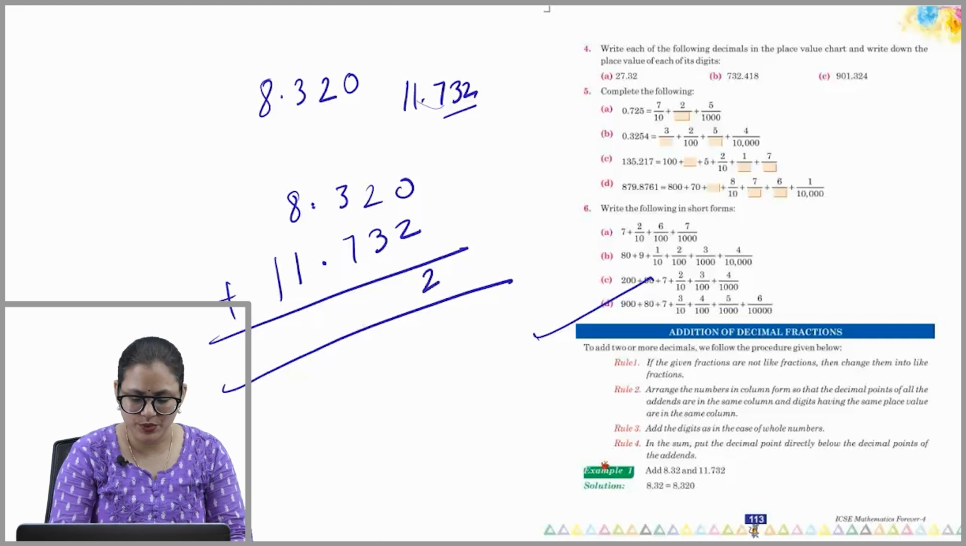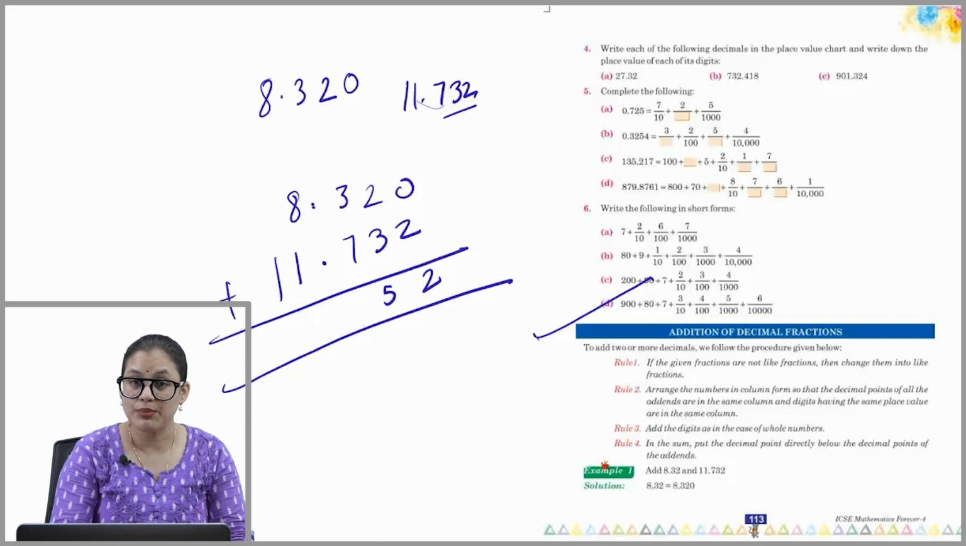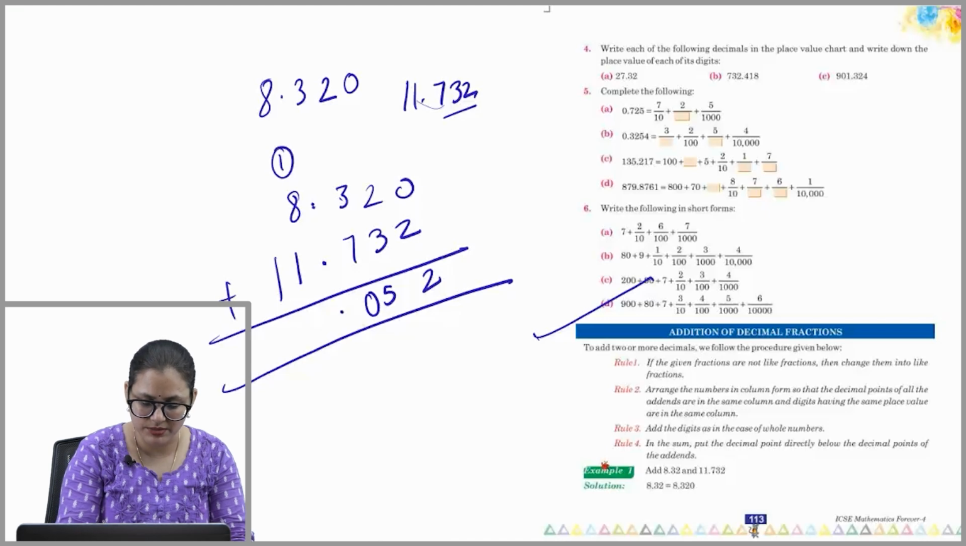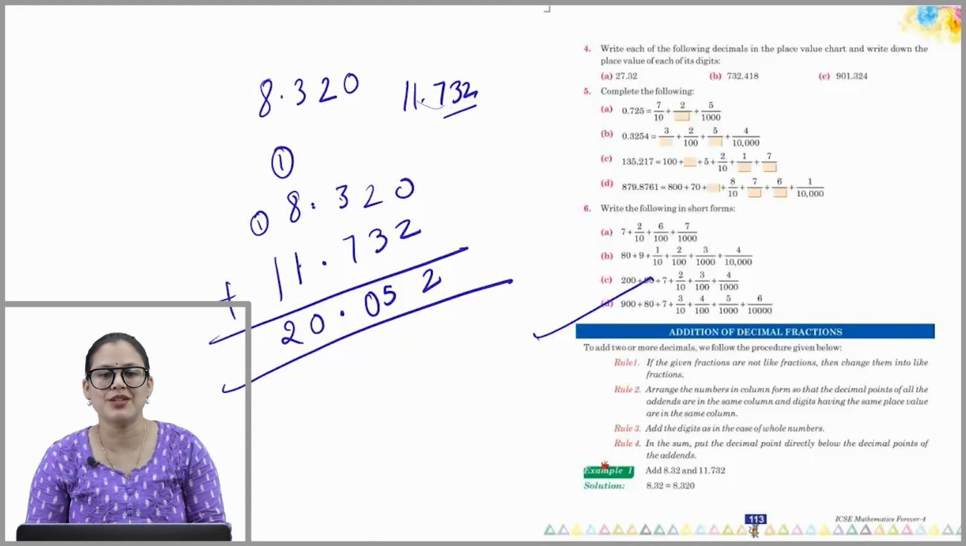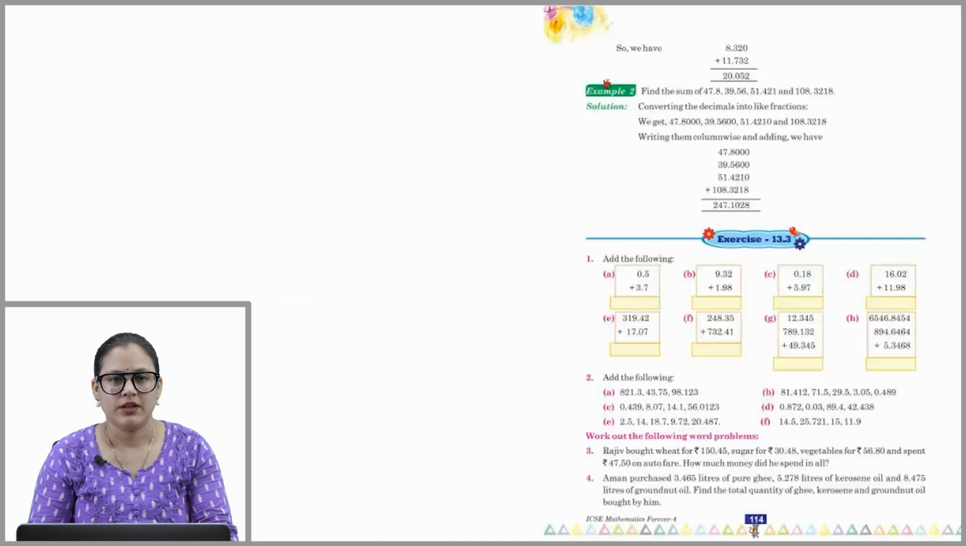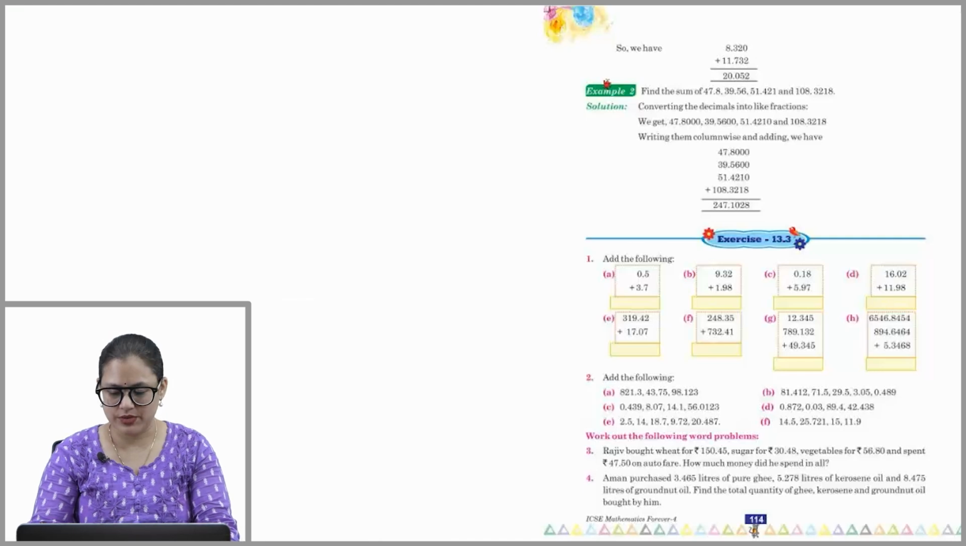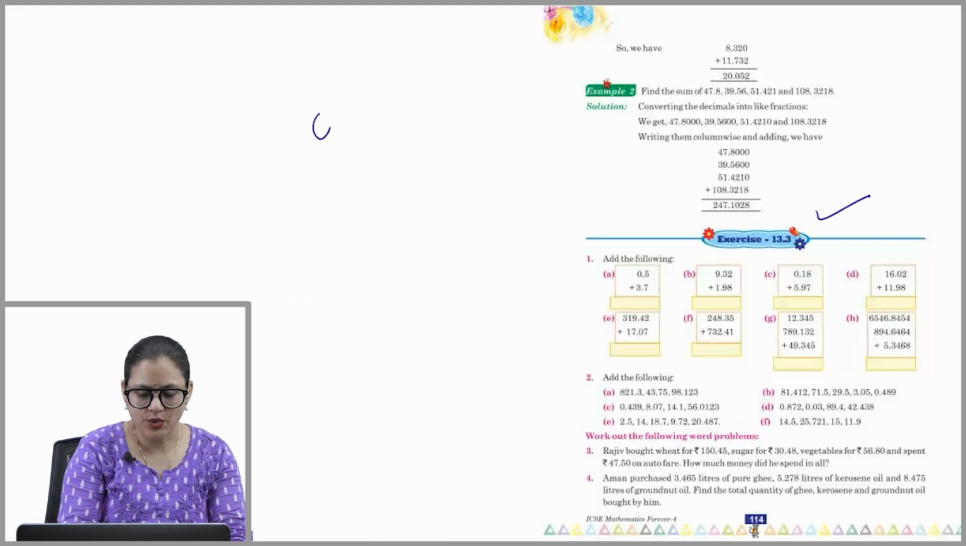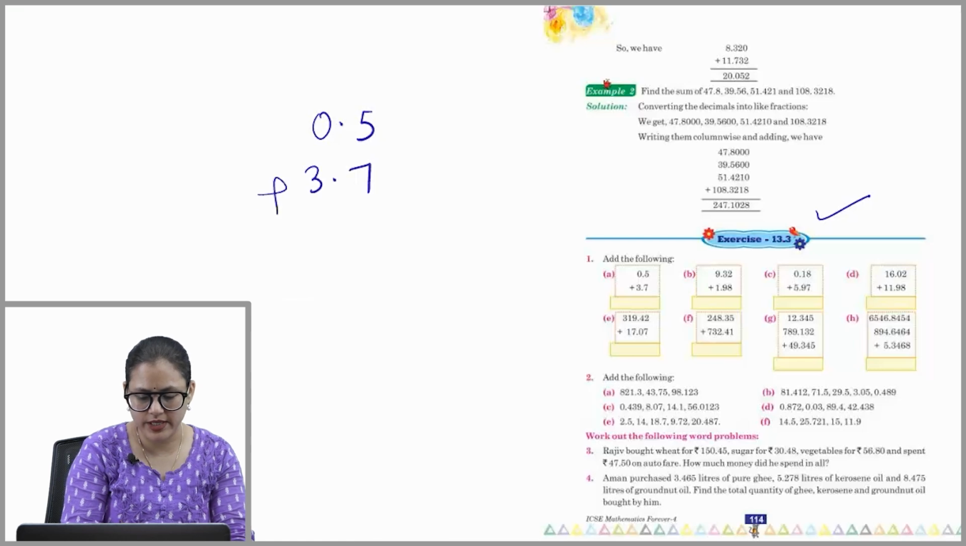2 plus 0 is 2, 3 plus 2 is 5, 7 plus 3 is 10. So you will write here 0, 1 carry over here and then decimal. 8 plus 1, 9 plus 1, 10. 1 carry, 1 plus 1, 2. So 20.052 is the answer. Exercise 13.3. 0.5 plus 3.7. So we will add them up.